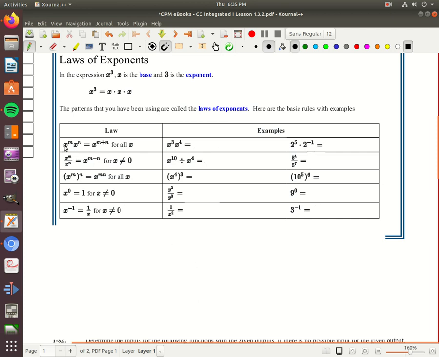I think the first 3 are pretty simple and self-explanatory. 4 and 5 are a little bit trickier. Once I'm done with 4 and 5, I'll go back up and finish these. And then I want to talk about combining like terms at the end, so hopefully I won't forget that.